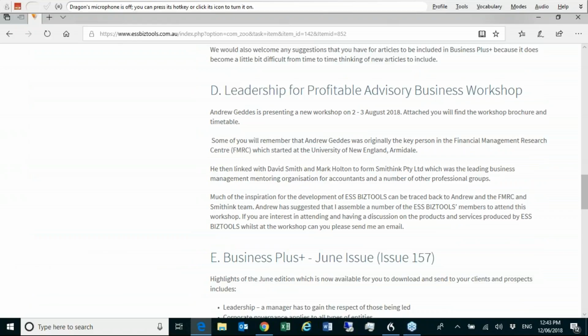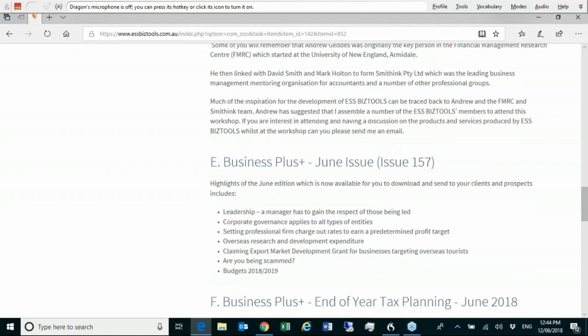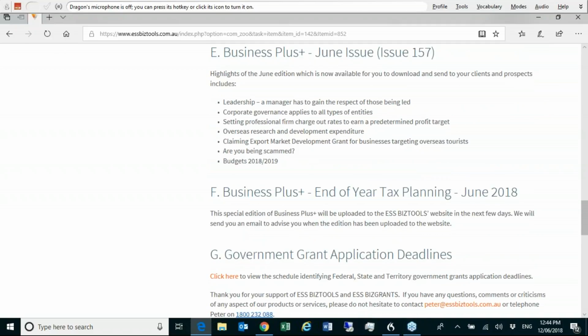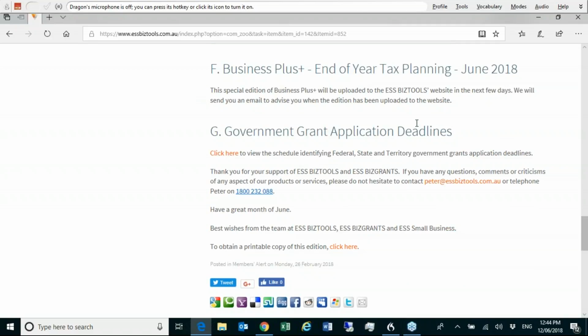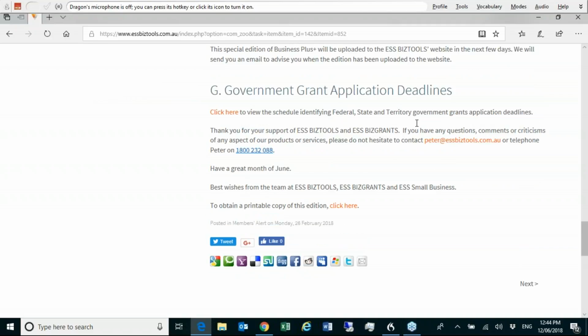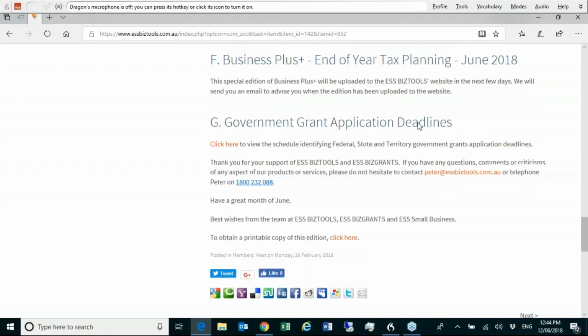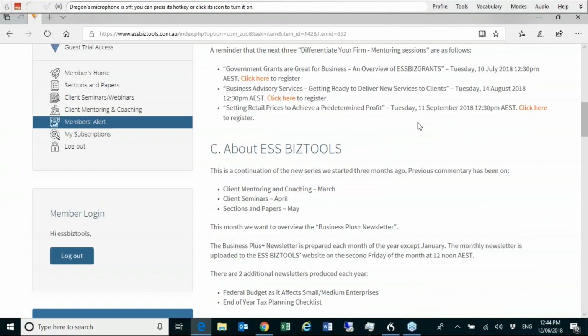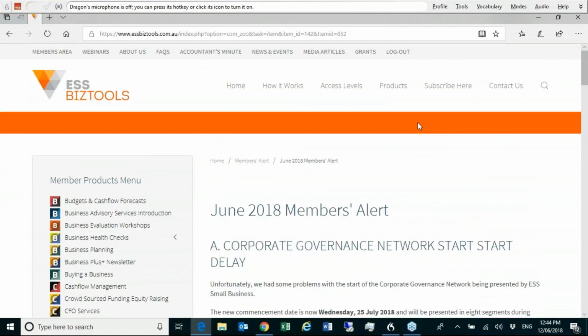We also mentioned a workshop being conducted by a good friend of ESS BIZTOOLS, Andrew Geddes, which is being presented on the 2nd and 3rd of August, and the details are there for you to read. We gave an overview of what was in the Business Plus June issue, and also the end-of-year tax planning issue, and the monthly update of government grant application deadlines is also included. So that was the material for this month within Members Alert.